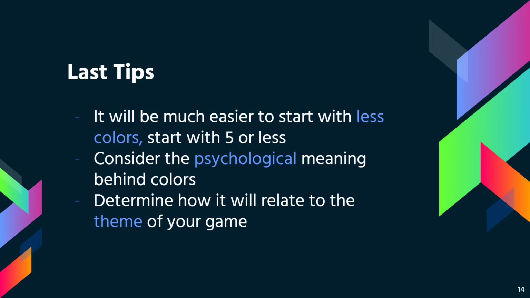And then the last 2 things are to consider the psychological meaning behind the colors. So earlier we talked about how red was used in Mirror's Edge to demonstrate where to go, but it also psychologically means passion and such. So it's prompting the player to move toward the color and evade authorities. And then determine how it will relate to the theme of the game. This goes with the psychological thing, and what message you want to tell for the game.